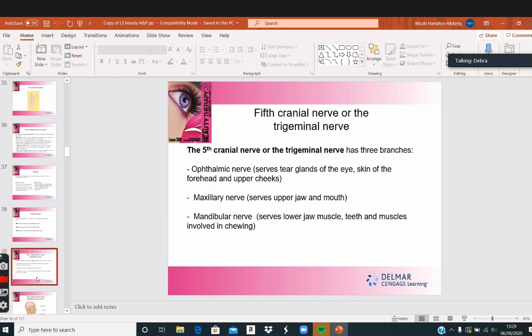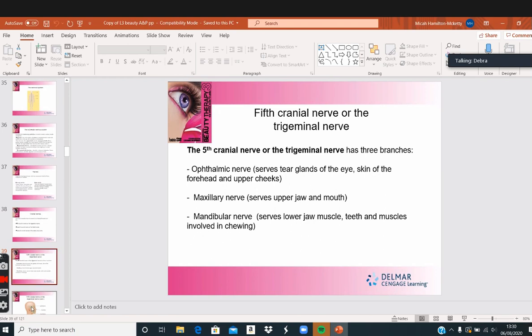So, the 5th cranial nerve serves the tear glands of the eye, the skin of the forehead, and upper cheeks. So that's where it works. The maxillary nerve serves the upper jaw and mouth. The mandibular nerve serves the lower jaw, teeth, and the muscles involved in chewing. Those are all the bones and the muscles. So remember, if you learn your muscles, this all becomes very simple.